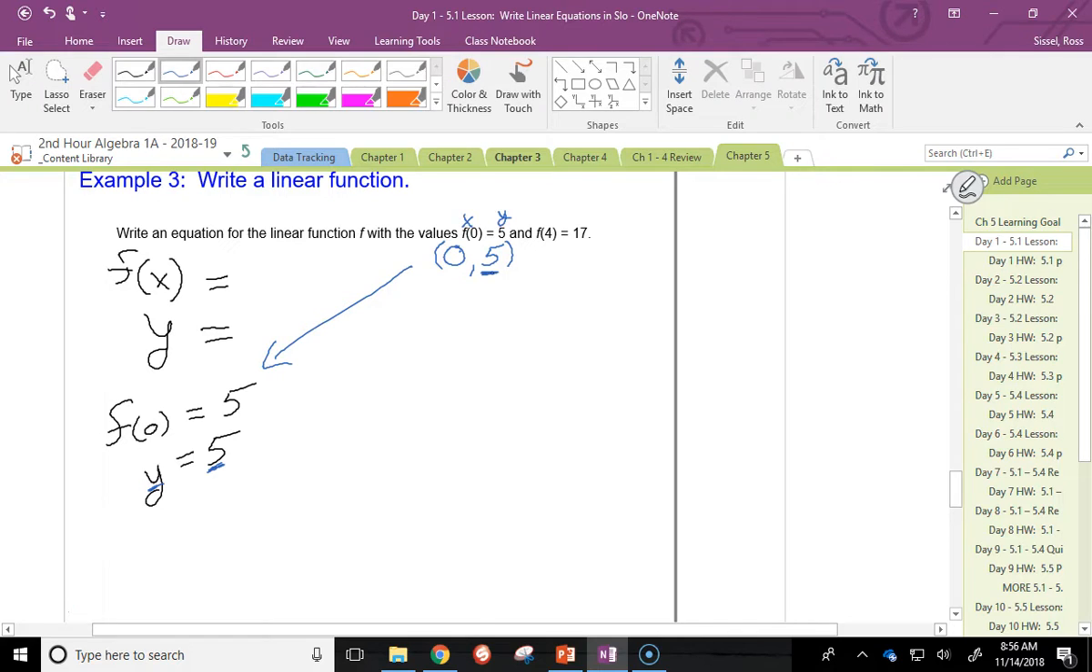Our other coordinate that we would know is 4 and 17.